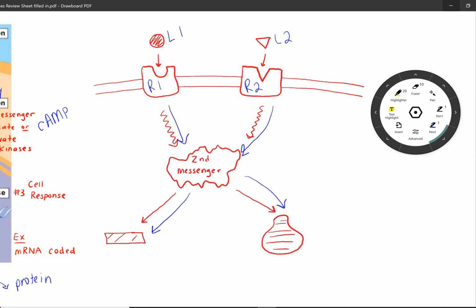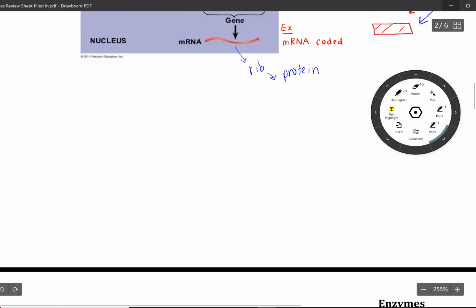The nice thing about second messengers and the nice thing about cells is they do not waste any extra materials. If that second messenger can be used by two different pathways, well, it will. So pretty neat in the cell's case.